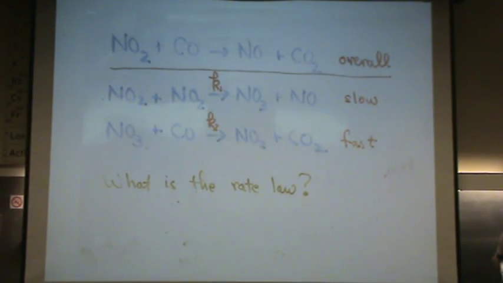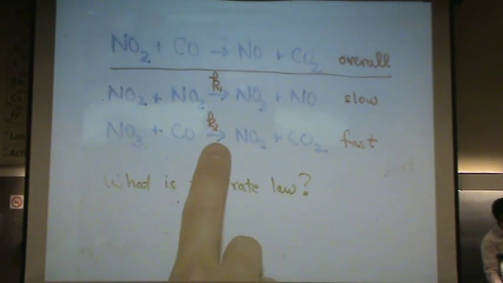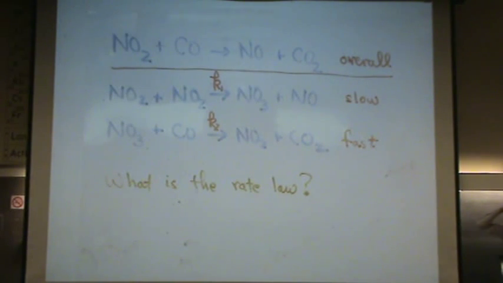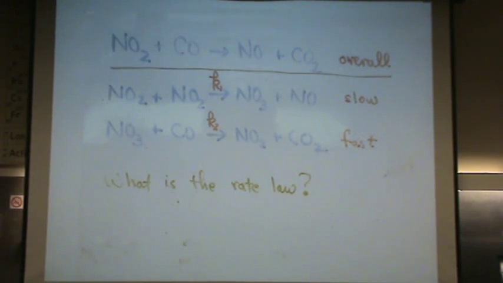Okay? The first one's slow. That's the rate determining step. The second one's fast. You'll see listed over the arrows K. Those are rate constants. Remember, the larger the rate constant, the faster the reaction. The smaller the rate constant, the slower. What's on top is the overall reaction. Now you'll notice that the sum of the elementary steps will equal the overall reaction. Can you see that? Take a look at that.